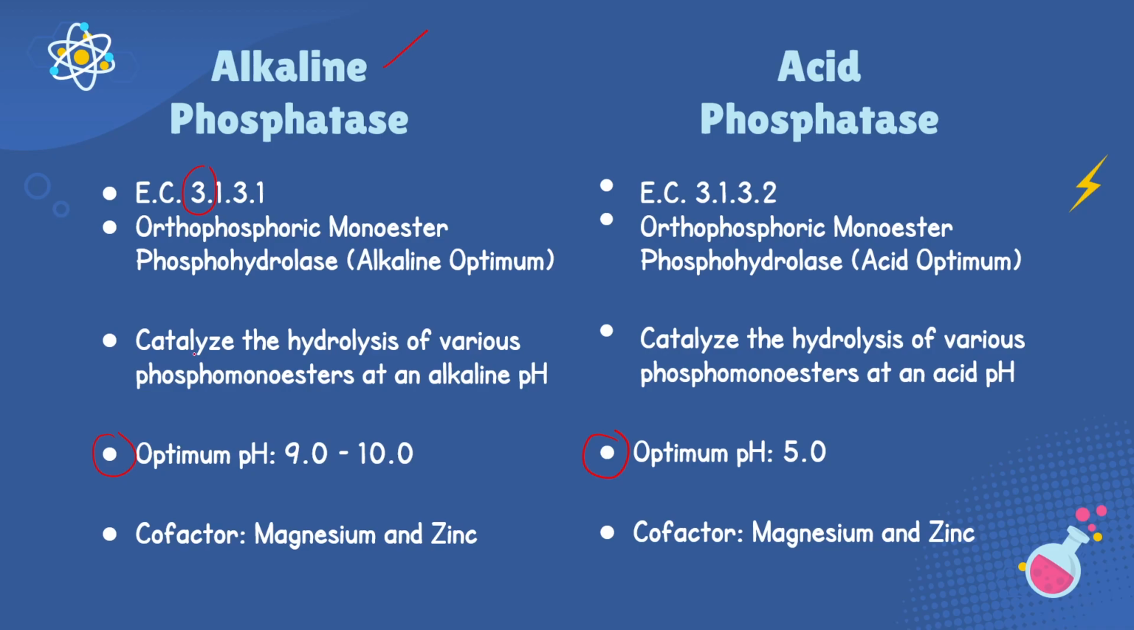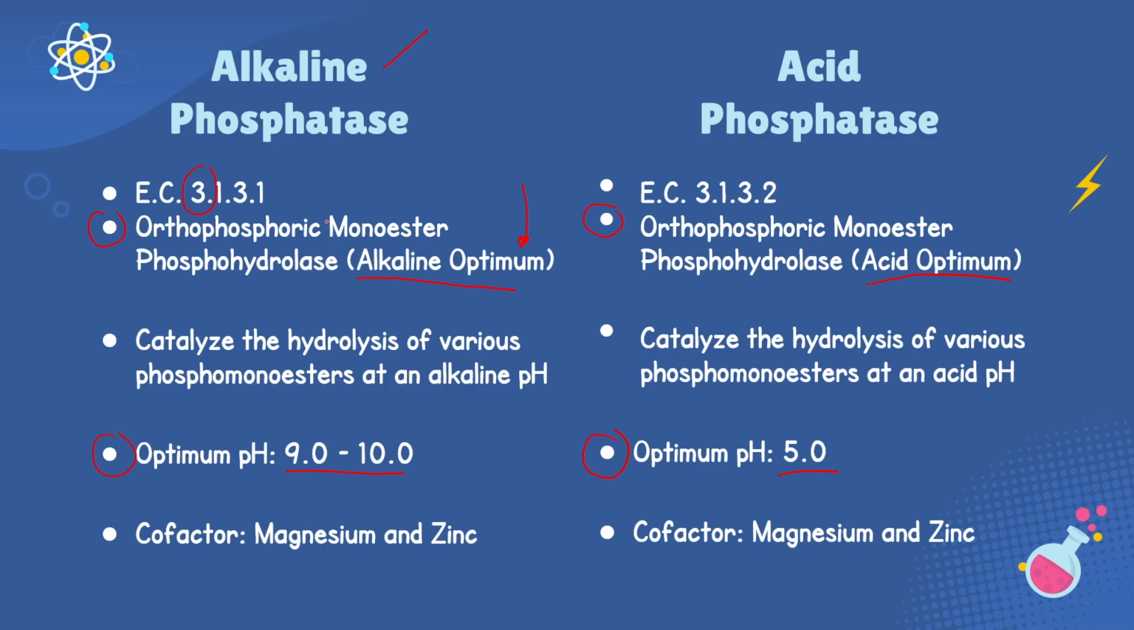Being alkaline, the pH range should be around 9 to 10. For your acid, that would be at 5. Another thing that you need to take note of is its systematic name. Never ever forget to write this one down, because if you read the systematic name, they are actually just the same: orthophosphoric monoester phosphohydrolase. But in order to differentiate whether we are pertaining to your alkaline phosphatase or to your acid phosphatase, you really need to place this in parentheses, writing down alkaline optimum or acid optimum.